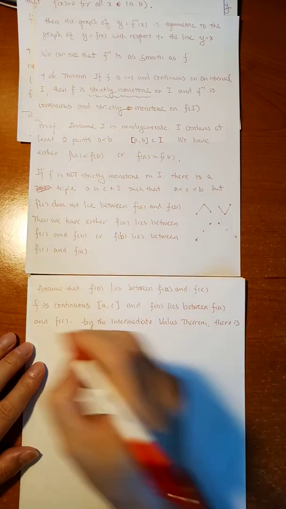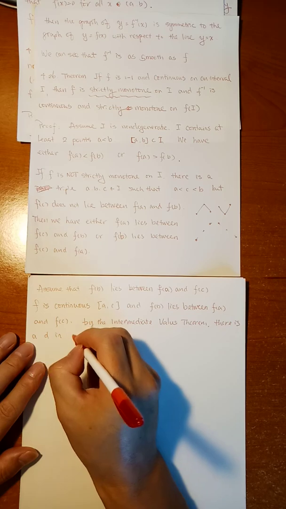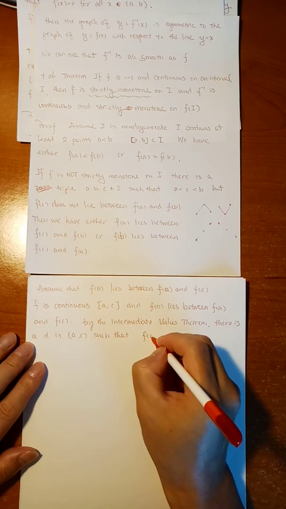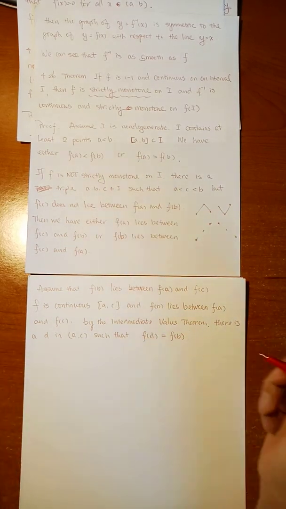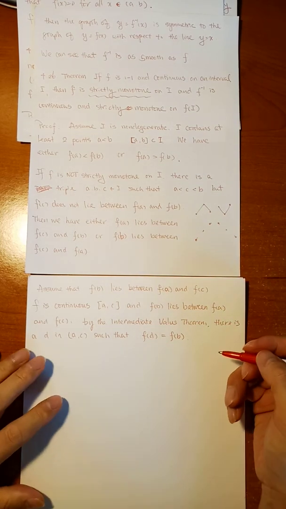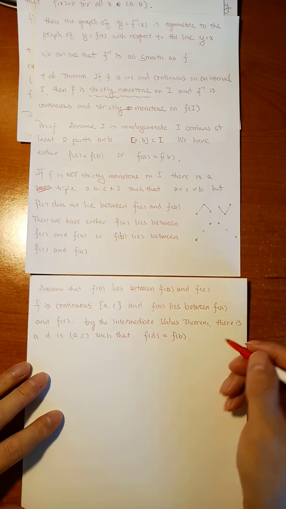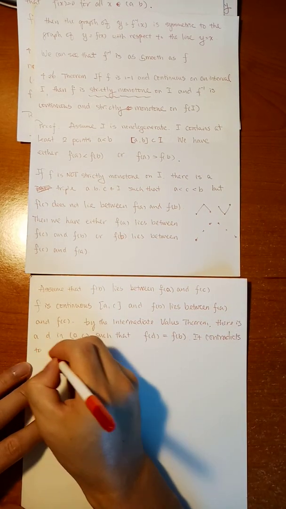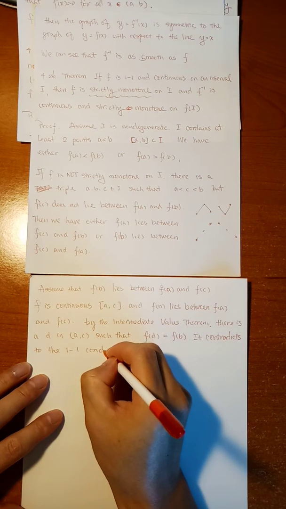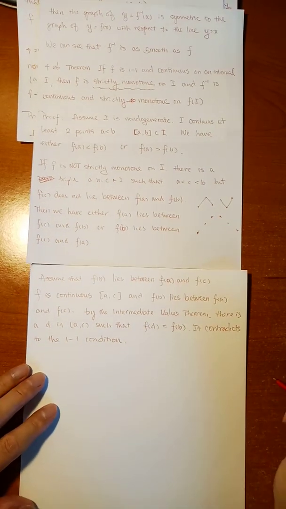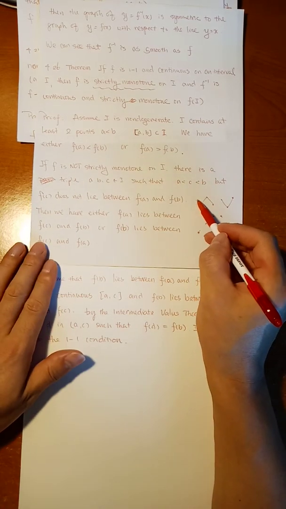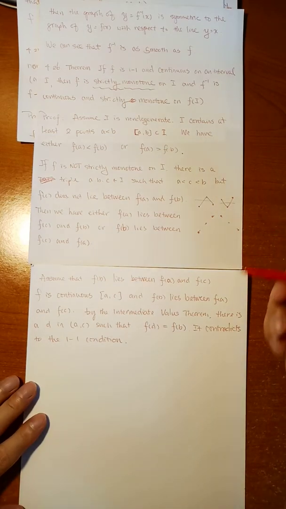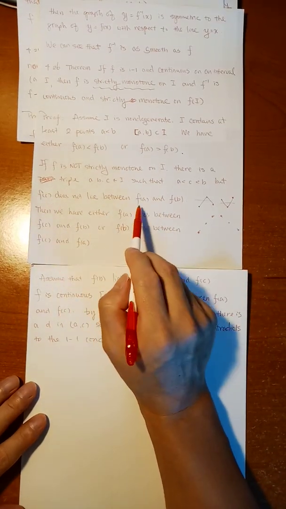there is a D in AC such that f(D) is equal to f(B). That's the intermediate value theorem. But this is not good because it contradicts the one-to-one condition. Once you have such a case, you violate the one-to-one condition. So it implies this cannot happen: f(C) cannot lie outside.